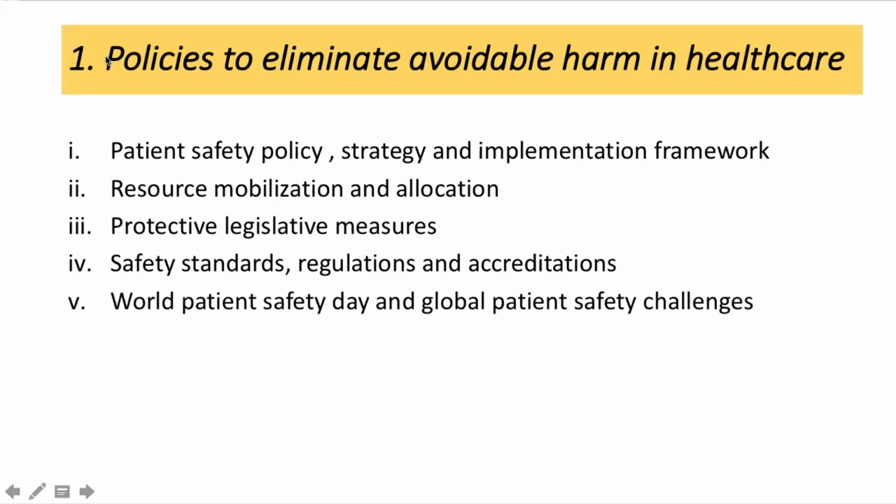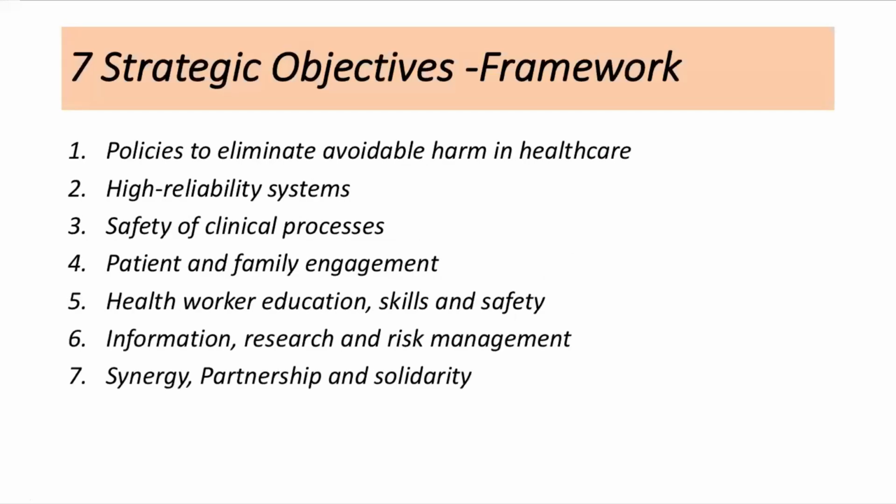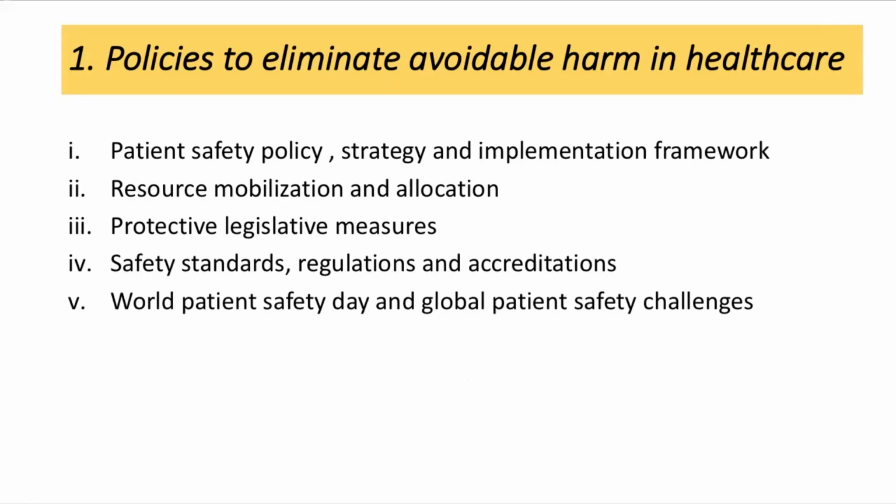Now, what is required? One thing is, as I said, policies to eliminate avoidable harm in healthcare. Now we are discussing this part. For this, you shall have a patient safety policy, strategy, and implementation framework. This aspect is very important. For this, you shall have adequate human resources and sustainable finances, and you shall have a proper annual budget.